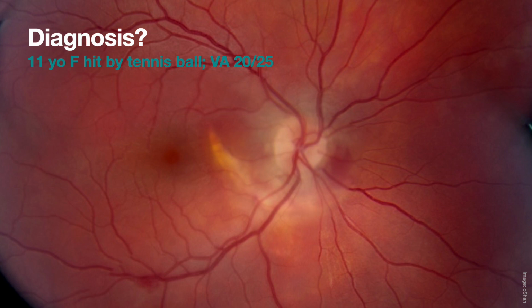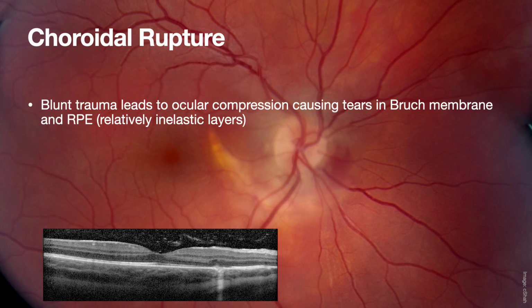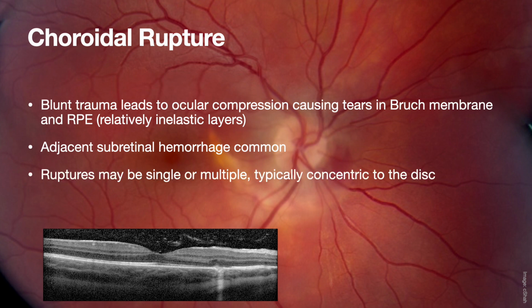What's our diagnosis here? This is an 11-year-old hit by a tennis ball. I think her brother hit her while they were playing tennis. Visual acuity is 20/25. Anybody? It's a choroidal rupture. You see the disruption of the RPE, hyperreflectivity within the choriocapillaris, choroid and sclera there. Blunt trauma leads to ocular compression, causing tears in Bruch's membrane and RPE, which are relatively inelastic. Adjacent subretinal hemorrhage is very common. You can see that next to her nerve. Ruptures may be single or multiple, usually concentric to the disc.